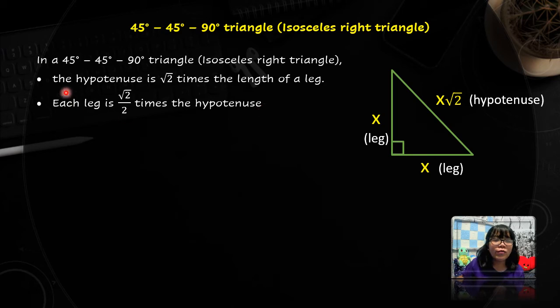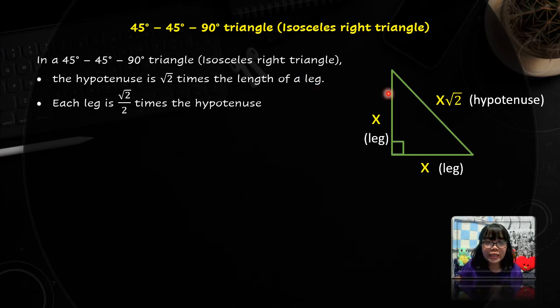Now, why is a 45, 45, 90 degree triangle called an isosceles triangle? Obviously because these two angles here are congruent. So the opposite sides of these two angles will also be congruent to each other, or equal to each other. Therefore, this triangle will have two sides which are congruent, and therefore it is called an isosceles triangle.